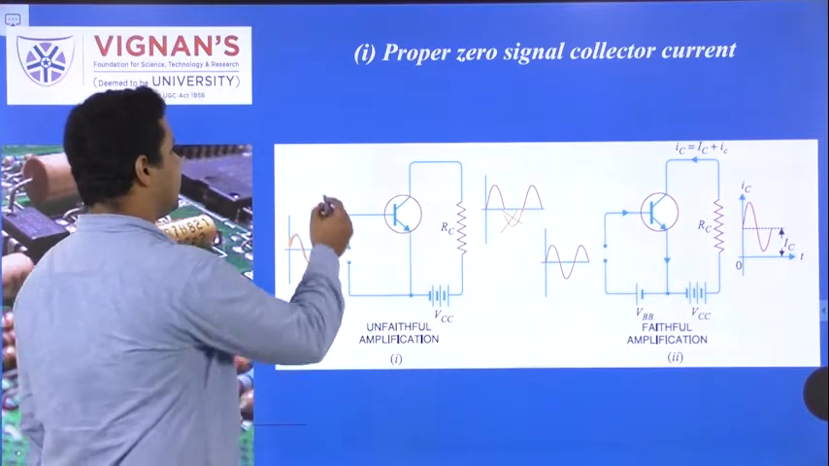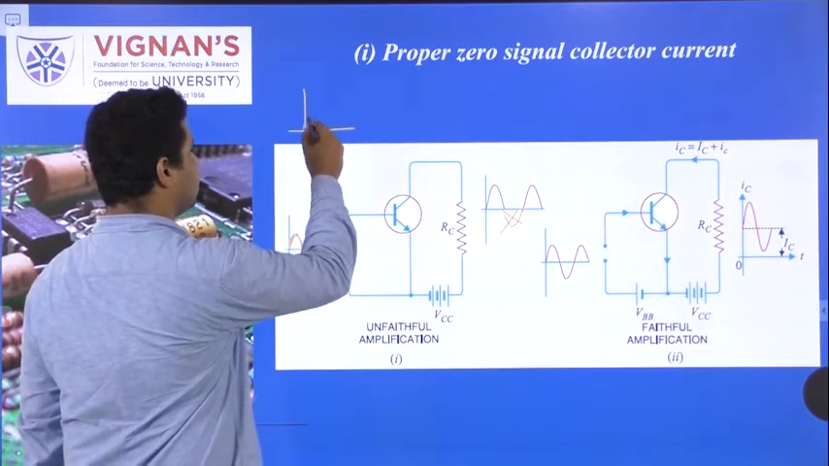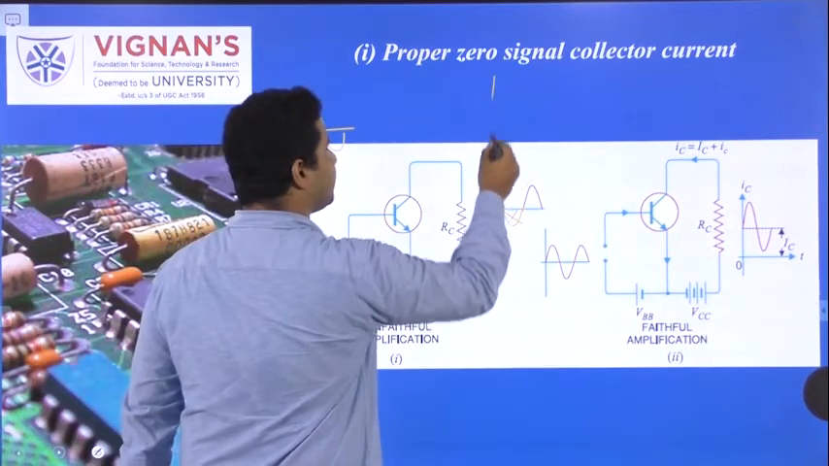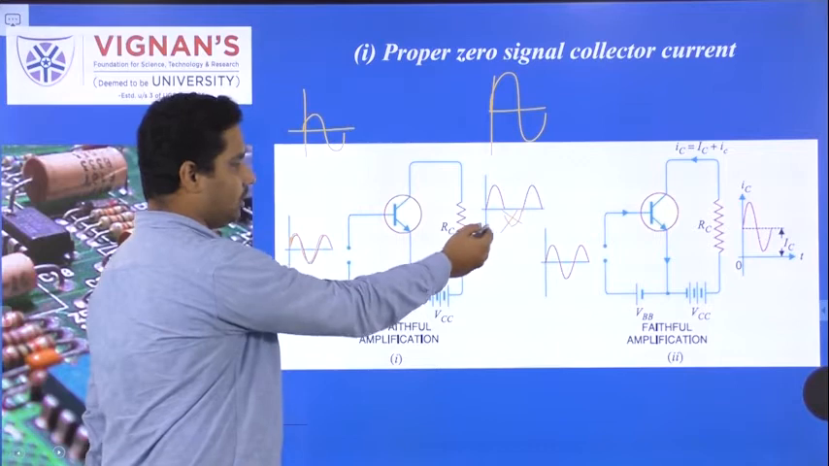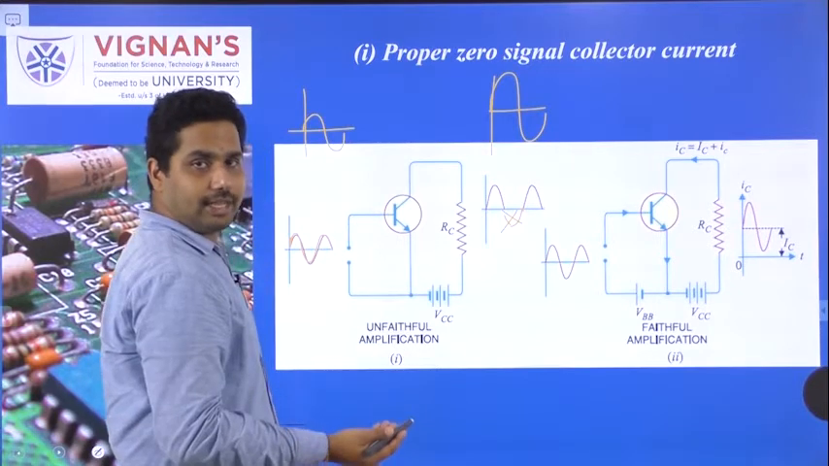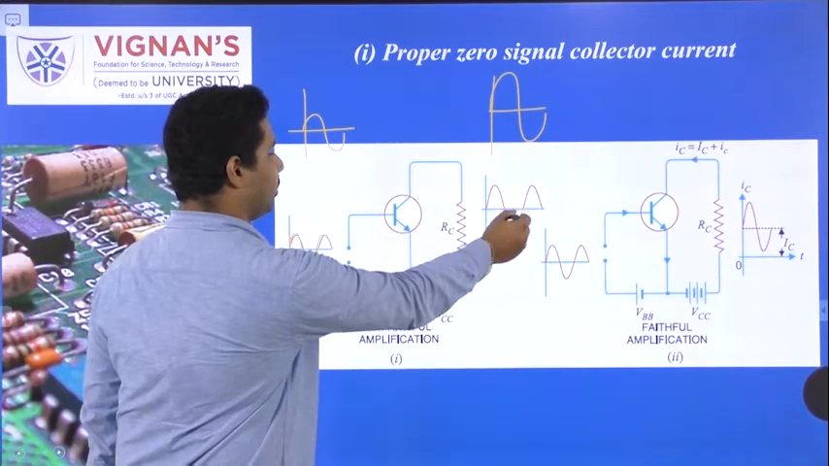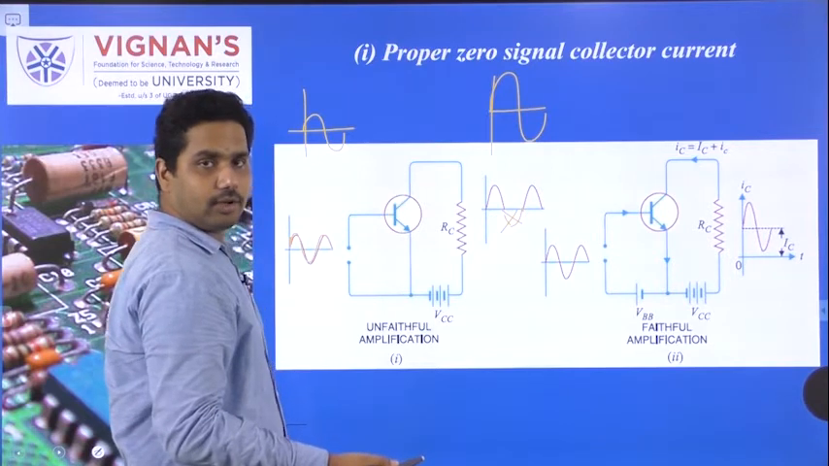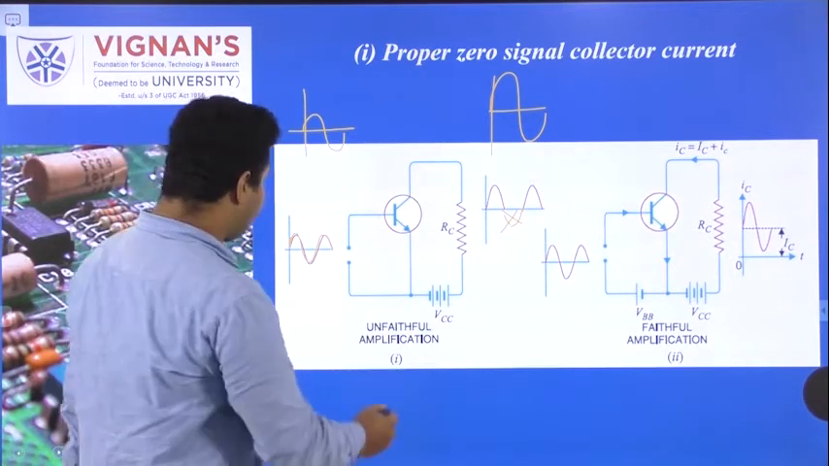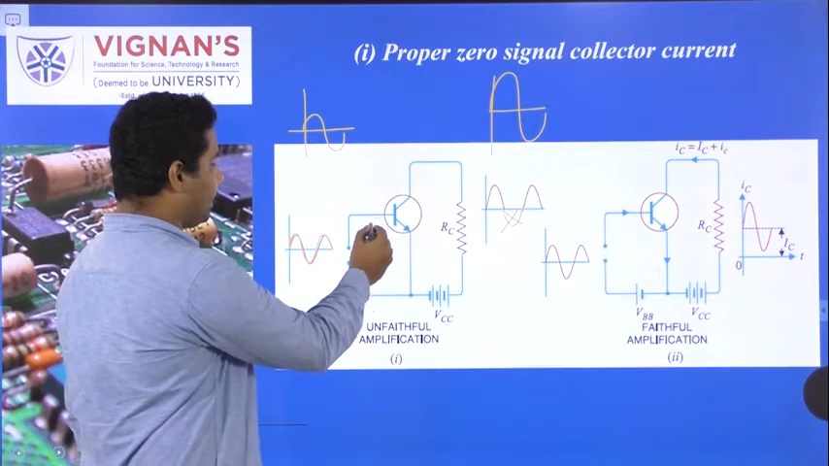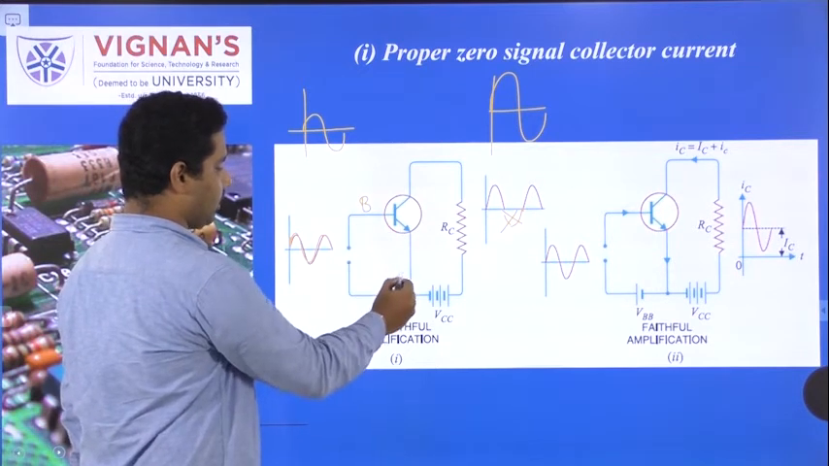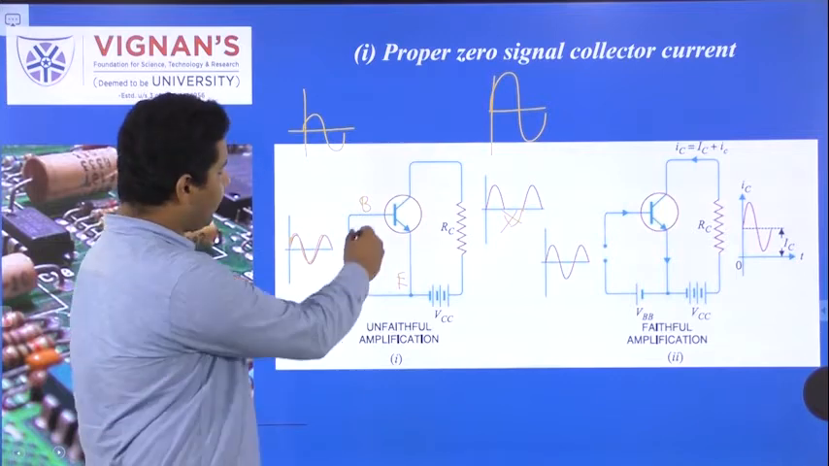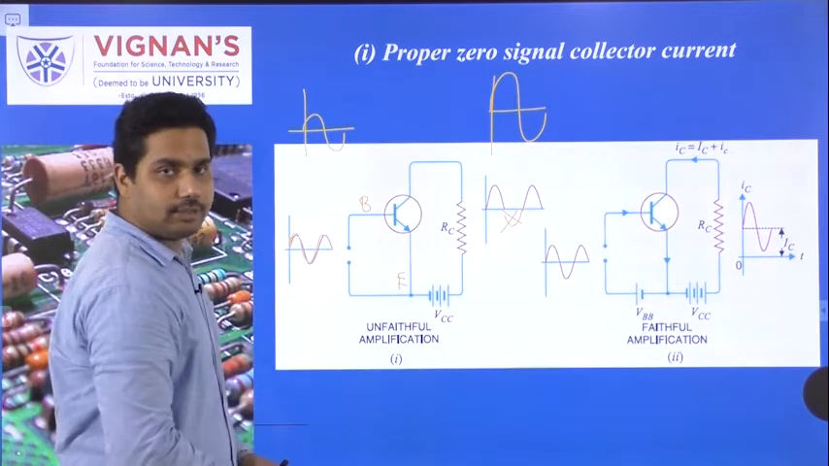Faithful amplification is, if I am giving an input signal like this, the output I should get is an amplified signal without changing the shape. But in this case, the shape is changed. That means for the negative half cycle, you are not getting any signal. Why is it happening? It is happening because you didn't give any kind of biasing between the base and emitter. We didn't provide any kind of DC biasing or DC voltage there.